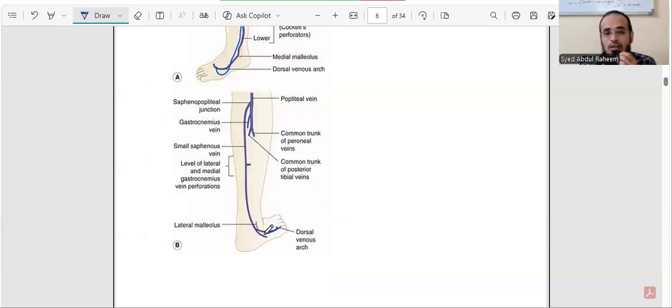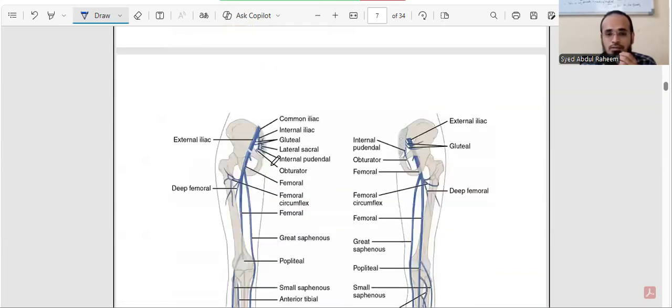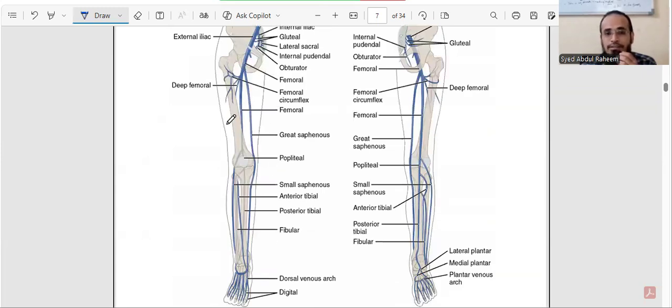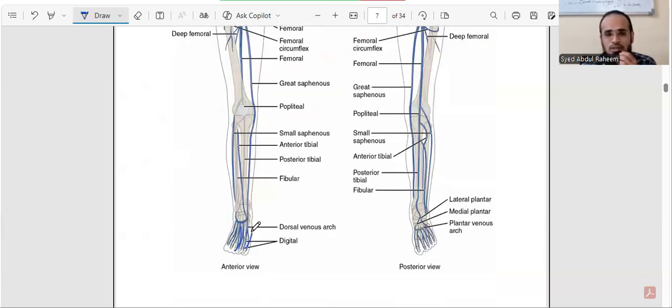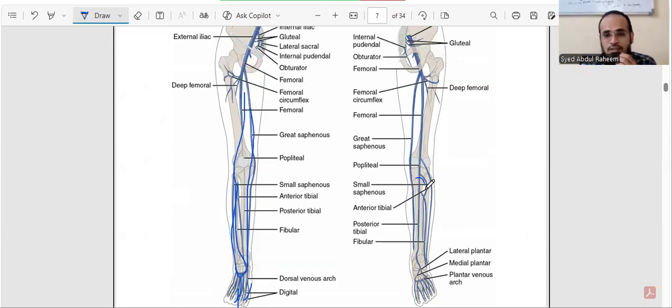You can see it is going behind, posterior to the ankle joint, and going forward, and it merges with the popliteal vein and has branches. This is how the veins are seen in the lower limbs. It starts from the lower limbs and you have an arch. Here you have the great saphenous vein and here the small saphenous vein, and in between you have the deep veins and the perforating veins. These perforating veins connect the deep to the superficial veins.